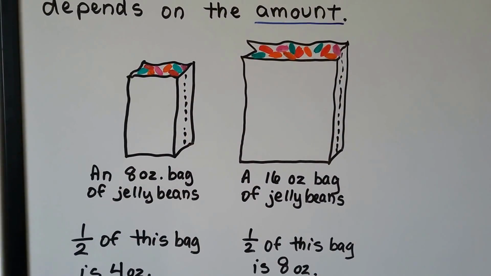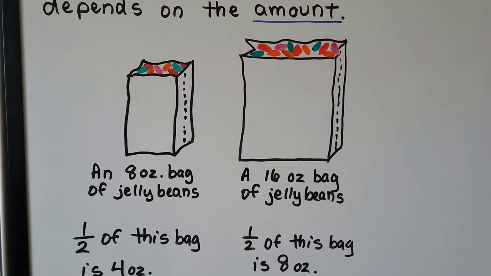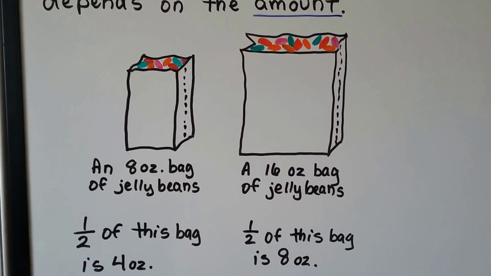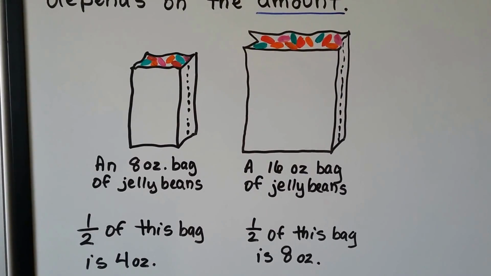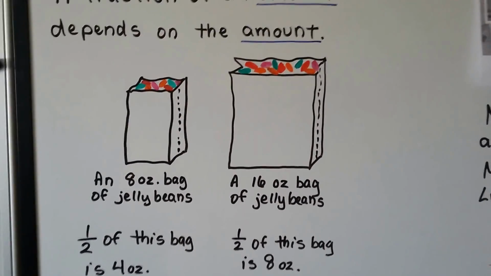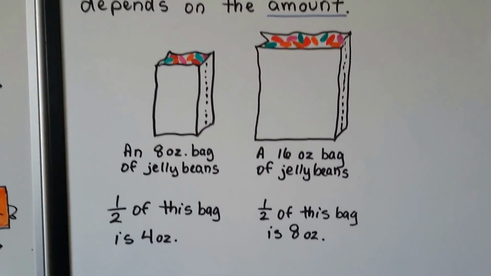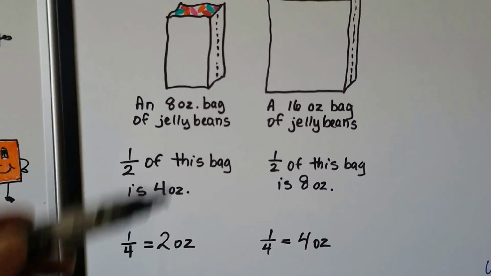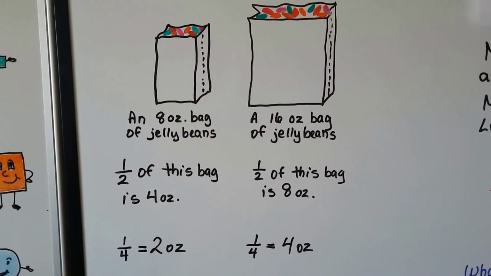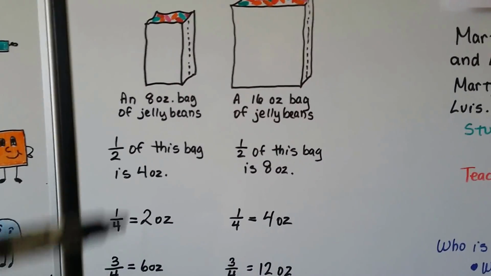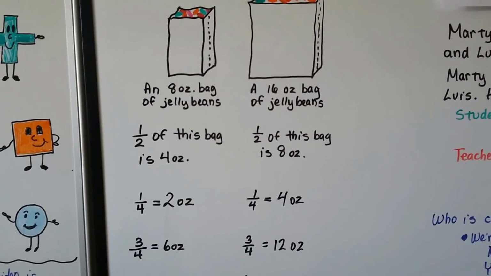Half of the 8-ounce bag would be 4 ounces and half of the 16-ounce bag would be 8 ounces. So the half is not equal to the half. It depends on the amount of what we're taking the fraction of. 1/4 of this bag is 2 ounces, but 1/4 of this bag is 4 ounces. And 3/4 of this bag is 6 ounces, and 3/4 of this bag is 12 ounces.